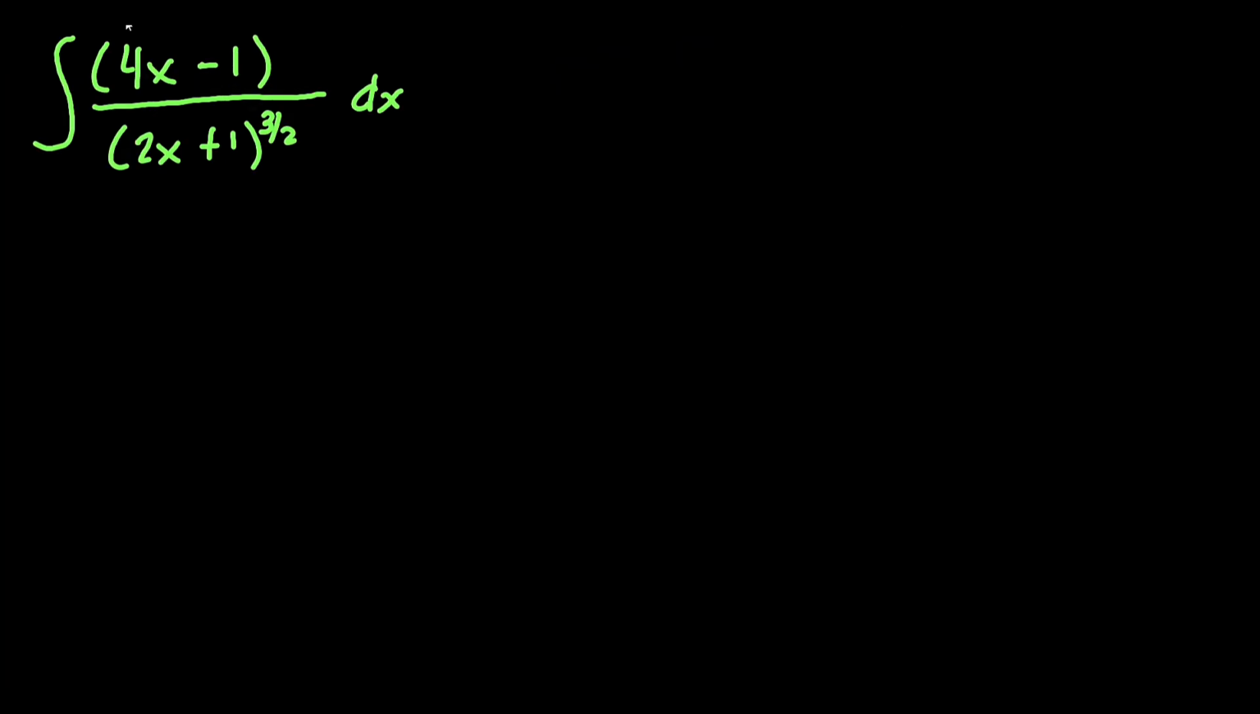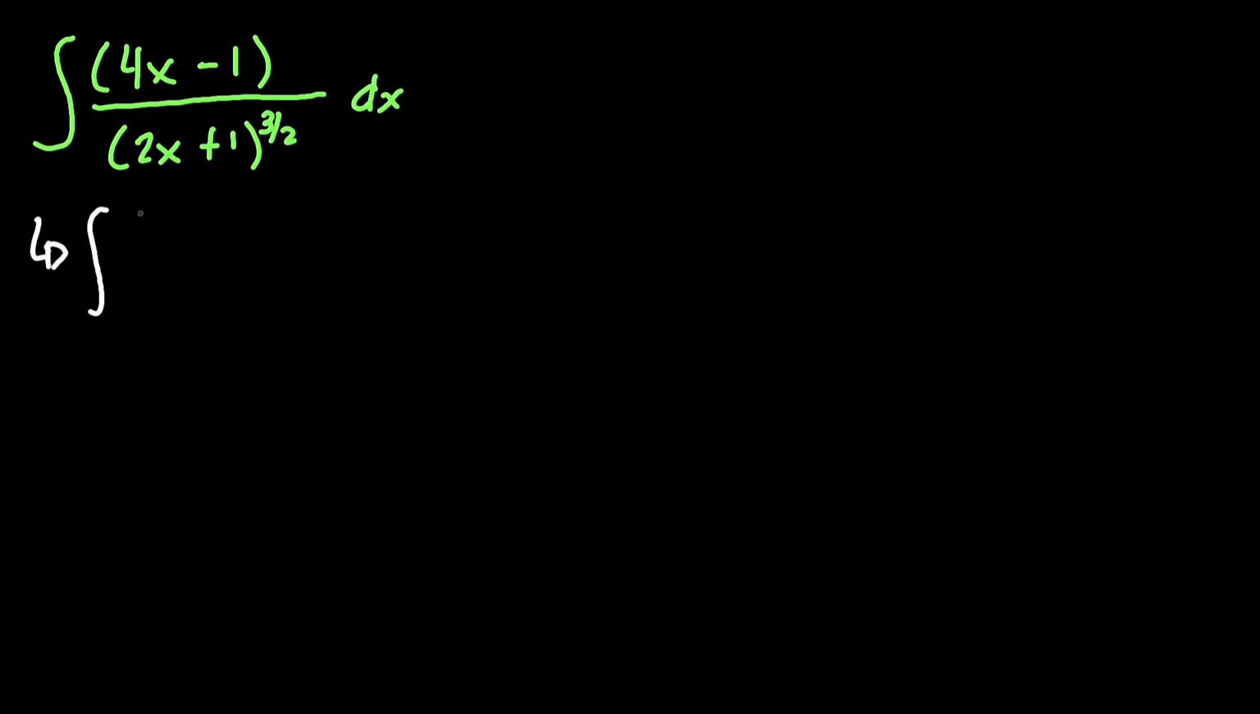The integral of (4x minus 1) over (2x plus 1) raised to the power of 3 halves dx. Whenever you're dealing with a radical here, you preferably want to put it in the form of square root, or raised to the power of 1 half, not raised to the power of 3 halves. And so let us rewrite this problem.